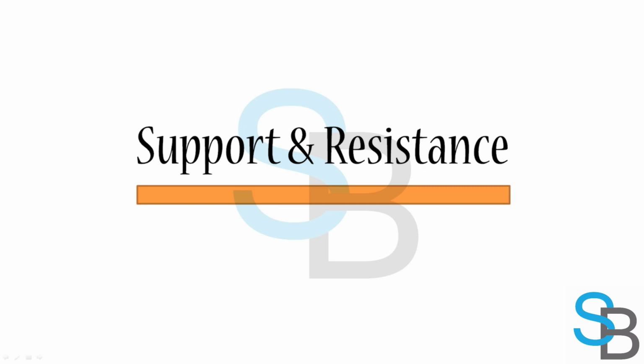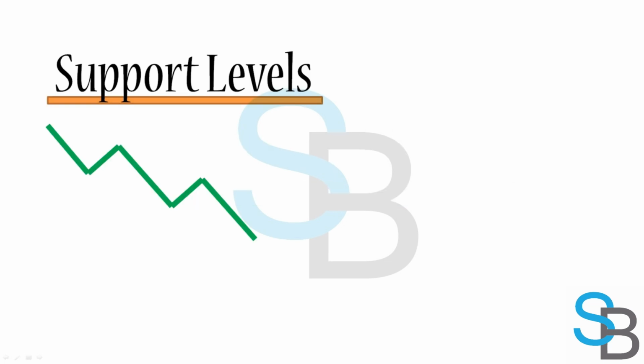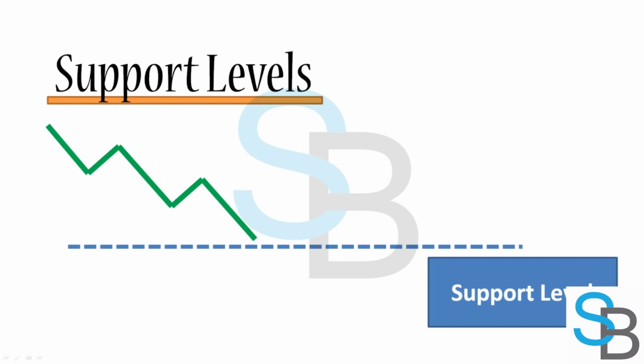Alright, so we've already talked about support and resistance trend lines. Now we're going to talk about support and resistance levels. So support levels. Let's imagine a situation where we have a downward trend in the market. In this case, a support level is a horizontal line which represents a barrier for the price. We'll find out how to look for support levels in a few minutes, but right now let's see what a support level does to the price.